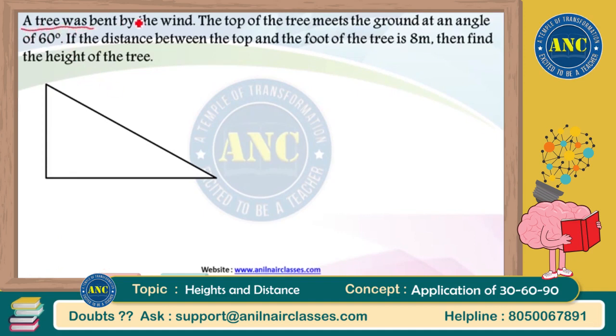A tree was bent by the wind. That means there is a tree like this. This entire thing is a tree, right? Because of too much wind, it was bent and it was cut like this. Now, this is the cut part. There is a continuation which was there earlier. It bent, and then only after this entire line, whatever I have written above, it bent like this. That is what I have written as the hypotenuse of this triangle. I believe it is clear.